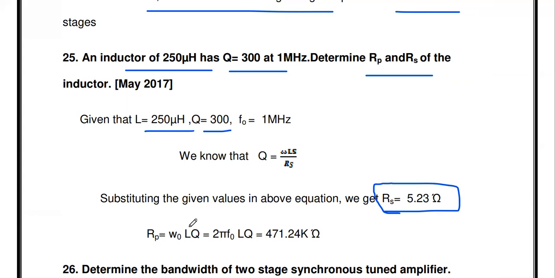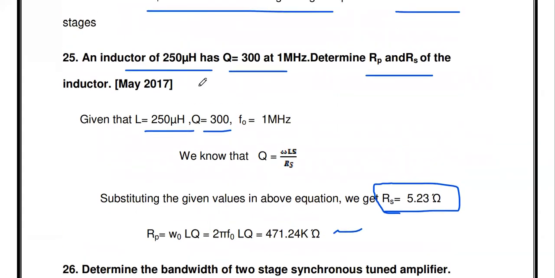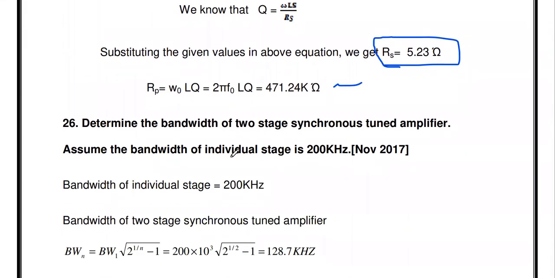Then the RP value is calculated as omega naught LQ. Omega naught means 2 pi f naught, so RP equals 2 pi f naught into L into Q. Substituting the L value and Q value, we get RP as 471.24 kilo ohm. This is the series resistance and parallel resistance of the inductor. It is also one of the university questions, May 2017.